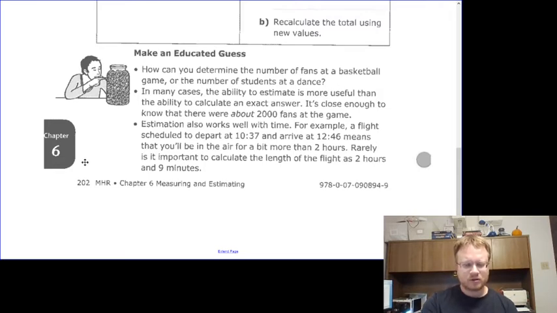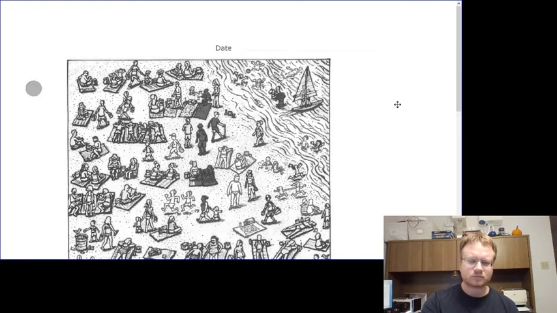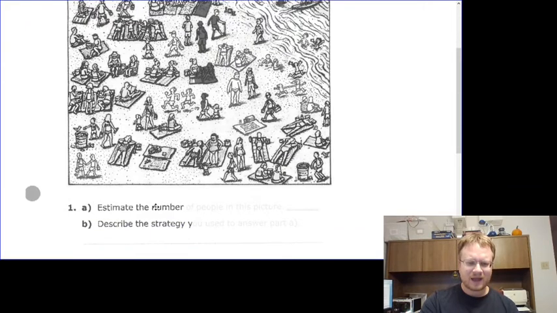And you'll notice this is just copied from a workbook from McGraw-Hill Ryerson. This is their workplace grade 12 math textbook, and we're just going to use a few pages from that to guide our learning today. All right, let's take a look at our example picture here. We have a picture of a whole bunch of people at the beach, and we're asked to estimate the number and describe the strategy you used.